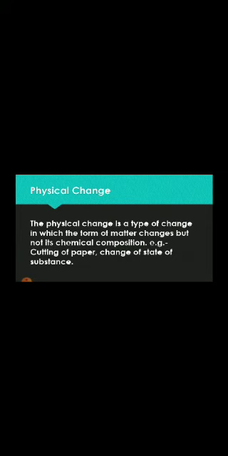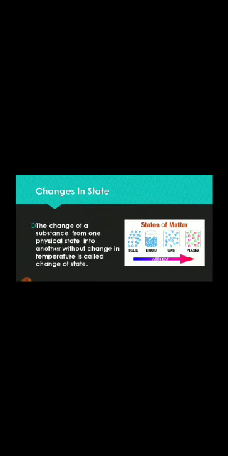And in case of change of state, suppose you take any amount of ice and give heat energy to that ice, it will melt. That means the solid substance is getting converted into a liquid substance. There only the state changes, that is also a kind of physical change. I will explain again the change of state of a substance. So what is the definition of change of state? The change of a substance from one physical state to another, that means from solid to liquid or liquid to gas, without change in temperature is called change of state.